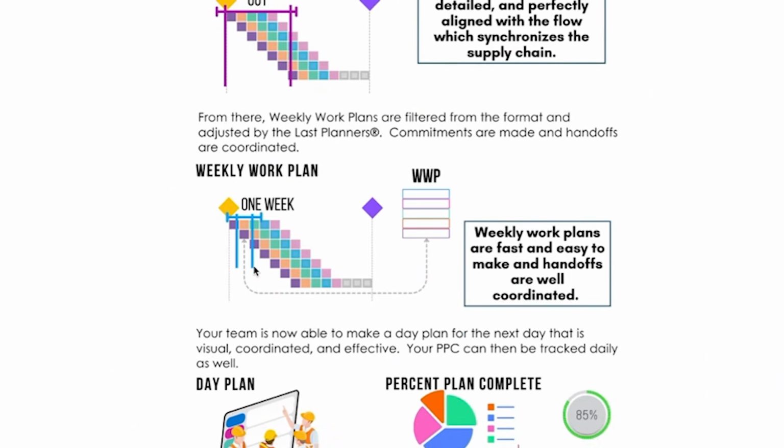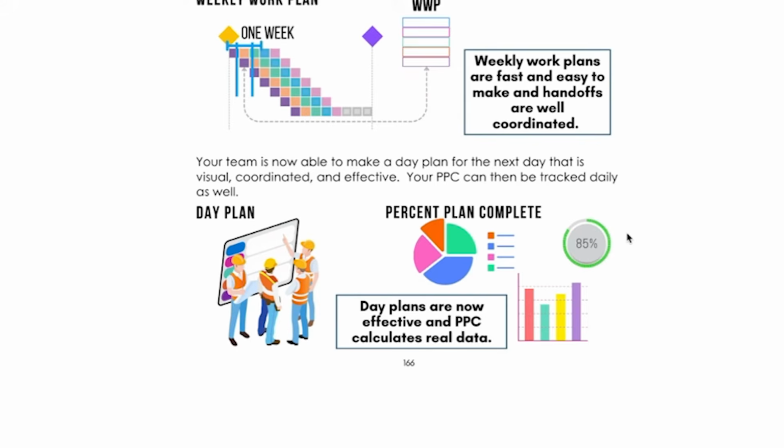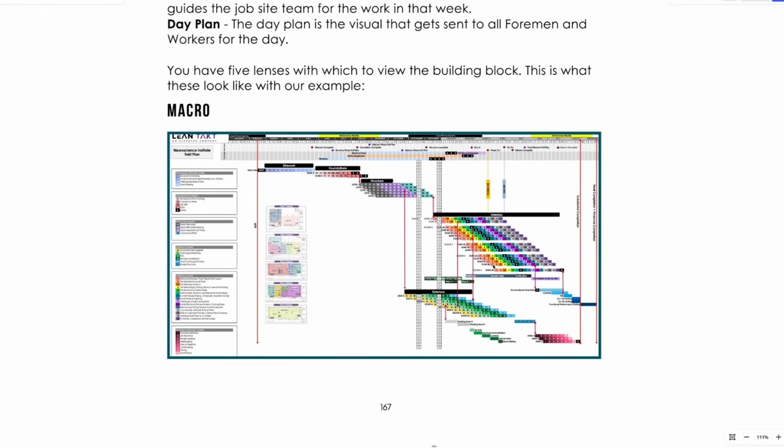Your weekly work plan will not have to be made by trade foremen and waste their time. And your day plan and your percent plan complete will be awesome sauce. So again, the pictures, and this is all in the book starting on page 167. In our example, this is the macro.